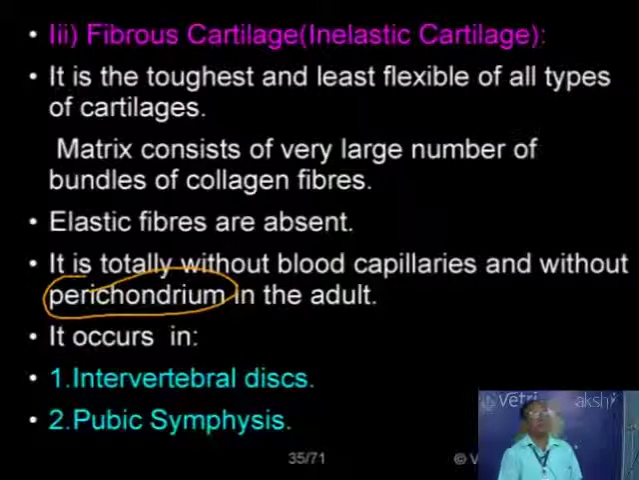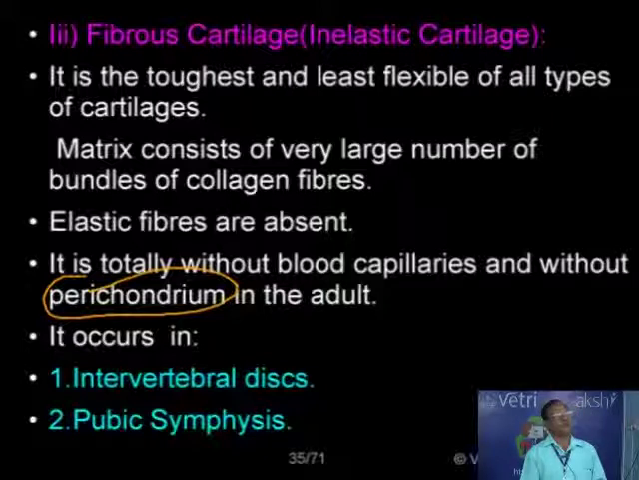Between the vertebrae, we have some disc-shaped structures acting as a cushion, avoiding friction while we are bending our body. And you know there is a disorder because of the erosion of the intervertebral disc, what is called spondylitis. Some persons, you see, are using a collar. This is because of the erosion of the intervertebral disc, a disc-shaped structure formed between the two vertebrae, acting as a shock absorber, preventing friction while bending the body. So, we have the fibrous cartilage formed in the intervertebral disc.